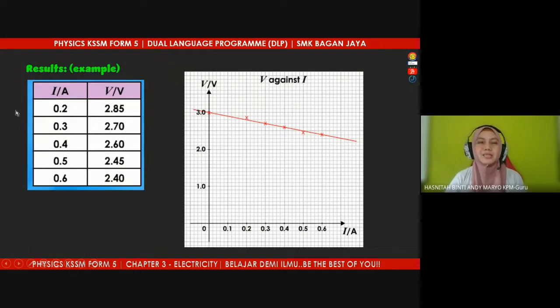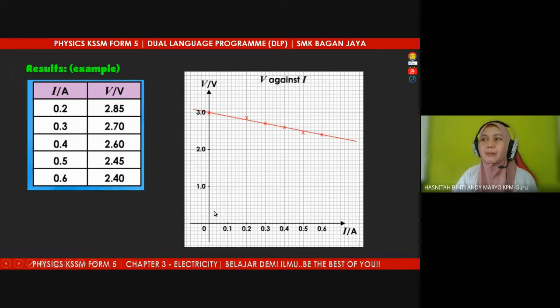This is just an example of result. The current starts from 0.2, and the voltmeter across the dry cell reads 2.85. When the current increases up to 0.6, the voltmeter reading across the battery shows 2.4 volts. So you can see current increases, V decreases. When you plot the graph, this is how the pattern appears. It has a negative gradient, opposite to the Ohm's law graph.